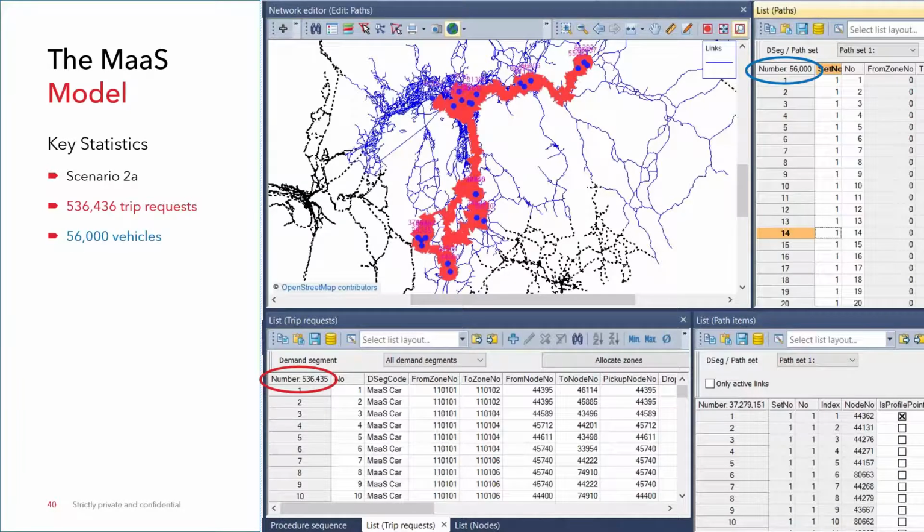And as an output, in the top right-hand corner, we've got 56,000 vehicles produced to pick up those 536,000 people. And we've got 56,000 rows along here, which tells us everything we need to know about each vehicle. And then this box in the bottom right has got 37 million lines of data. Each line represents one leg of every vehicle journey, and a leg is between pickup and drop-off points.